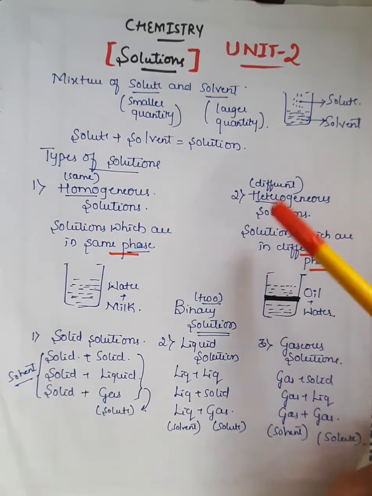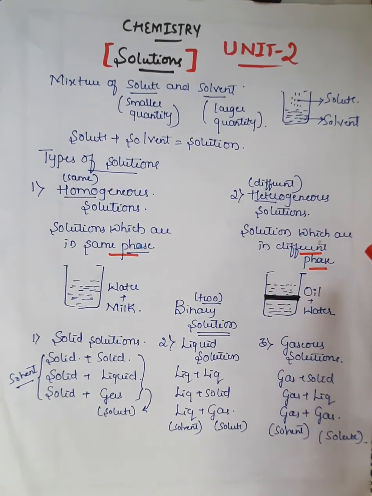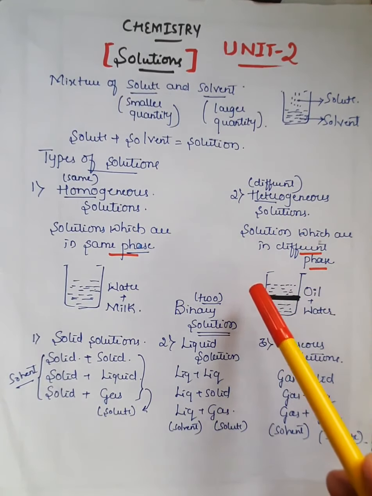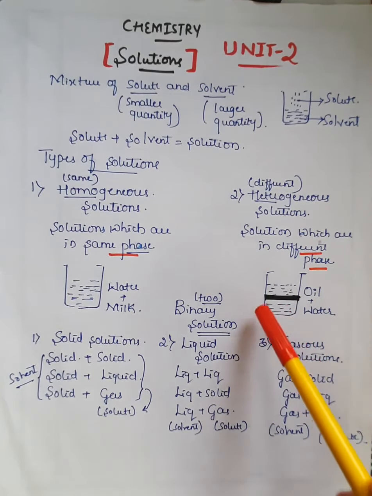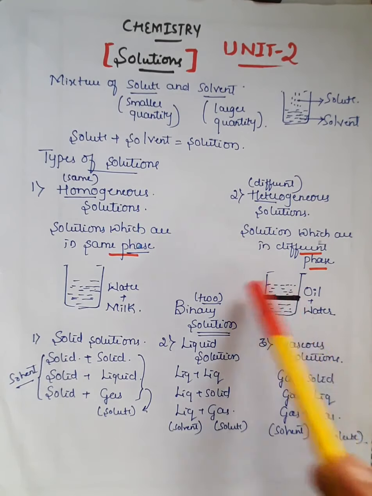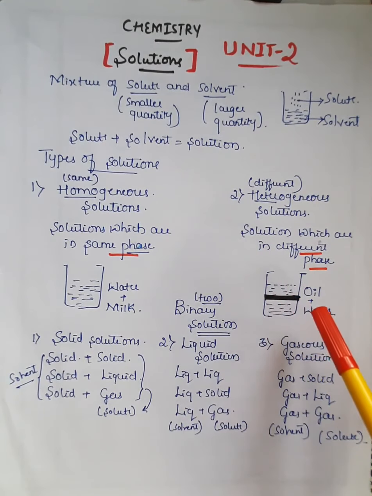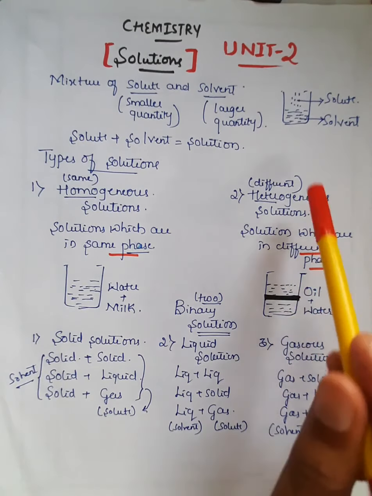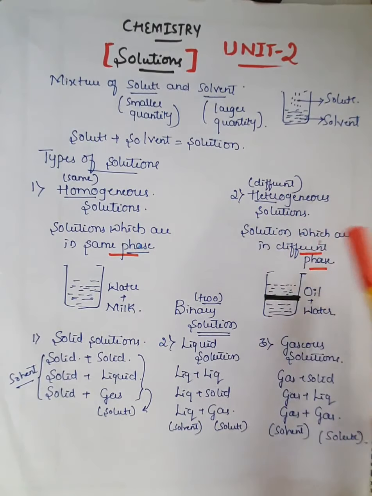And in the case of heterogeneous solutions, what happens? The two components, one is solute, another one is solvent, are in different phases and are separated by a particular line, right? That is a line of demarcation, which means they will not completely mix. These are immiscible, generally two immiscible liquids, which are called heterogeneous. Heterogeneous means the solutions which are in different phases.